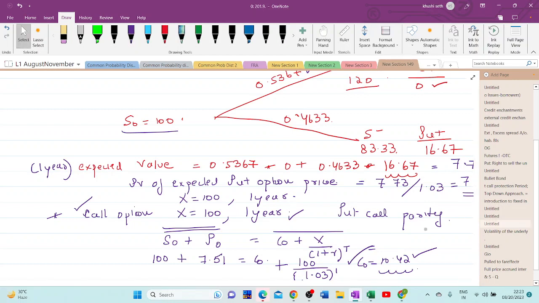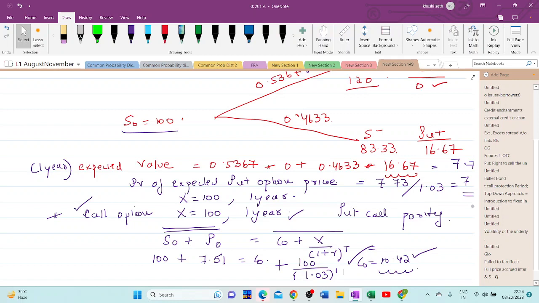So once we have the no arbitrage premium of the put, we can use the put call parity to calculate the no arbitrage premium for the call. But the put and the call should have the same strike, should expire at the same time, and they should be on the same underlying. So first calculate the call, then use put call parity to get the put, or first get the no arbitrage put, then use put call parity to get the call.